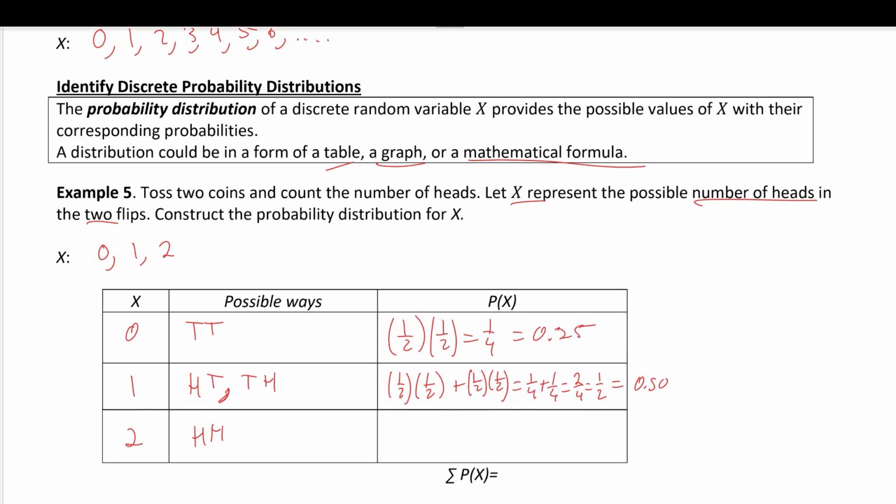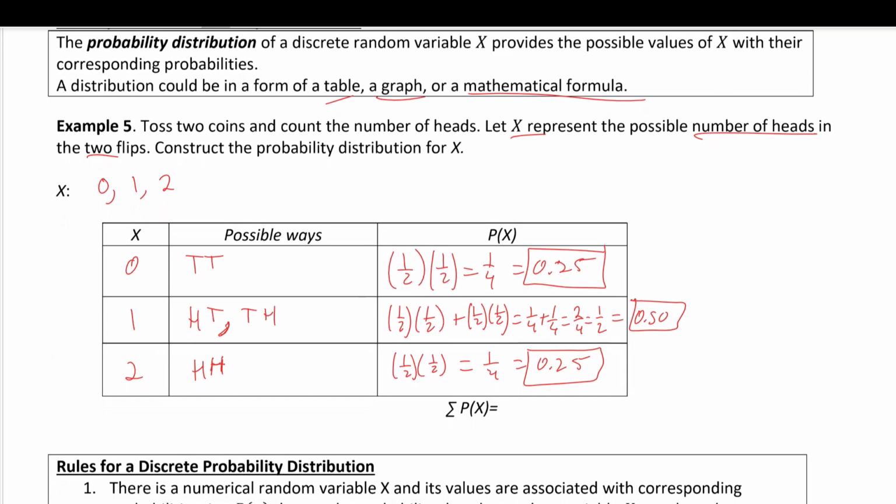Okay, and for this last one, heads, heads, that's only one way that can happen, and the probability of getting a heads on each coin, independent event, 1/2 times 1/2 is 1/4, which is 0.25. And what have we said about the sum of all the probabilities in a probability distribution for discrete random variables? These should add up to be 1. 0.25 plus 0.5 plus 0.25 should be 1. Okay.